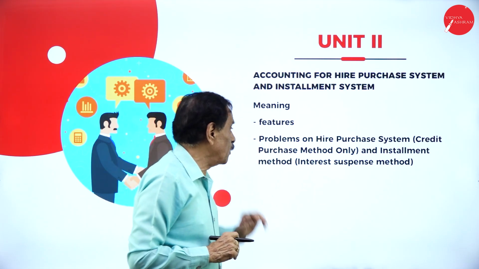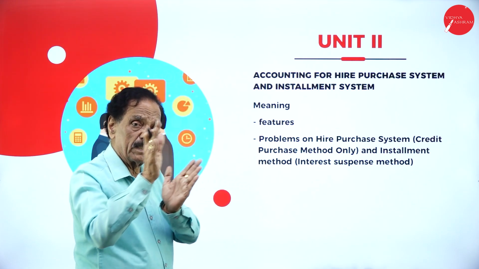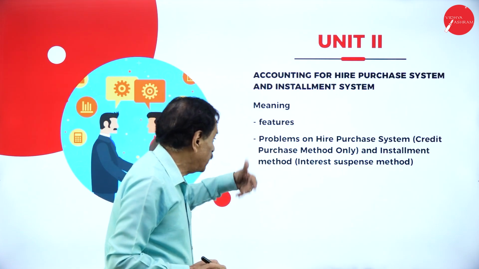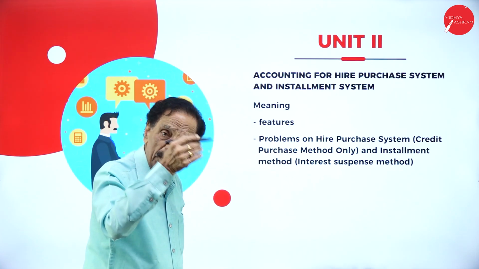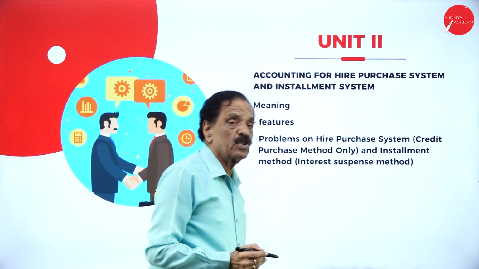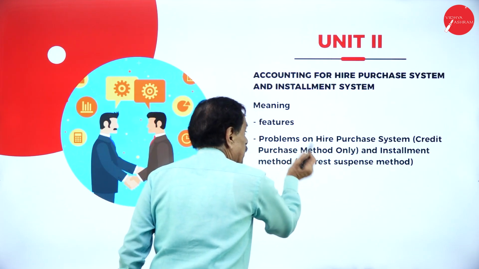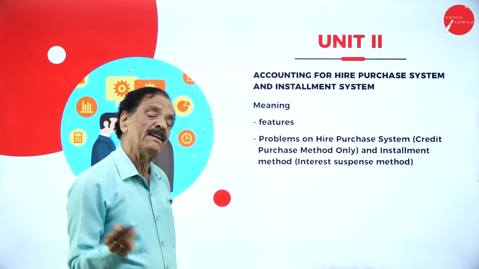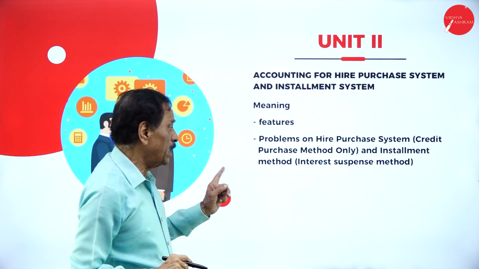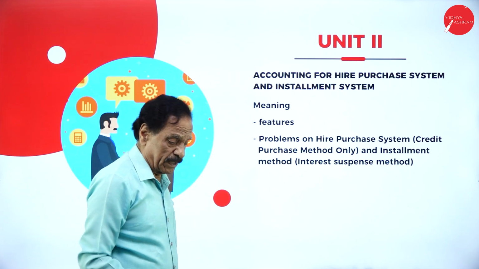So here we are going to deal with 2 topics. One is called hire purchase, one is called installment. We are going to study the features of hire purchase and the features of installment. Then we'll bring out the difference between hire purchase and installment. And we are going to solve the problems on hire purchase on the basis of the credit purchase method. We are going to explain what is the credit purchase method, and the installment method, only the interest suspense method. We are going to start here with the installment system.